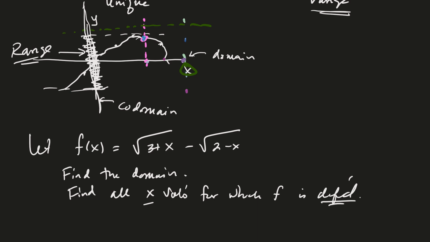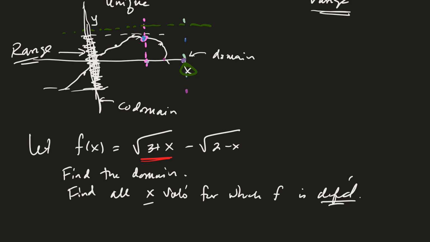Okay, and so what do I mean by that? Well, for example, suppose that x was equal to minus 5. Here, if I tried to put in minus 5 for x, then this first square root would be the square root of negative 2. And we're assuming that our outputs are real numbers and not complex. And so that x would not make our f defined.